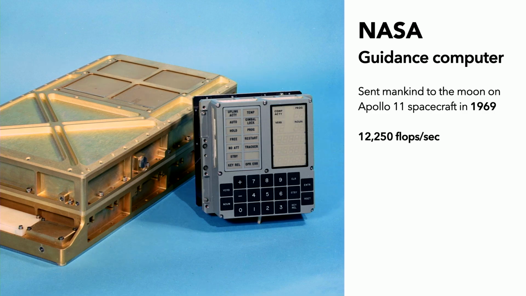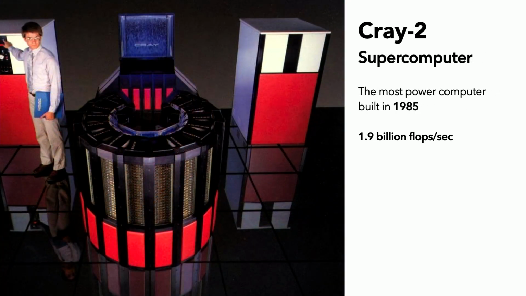A flop is a floating point operation. So think of it as how fast your computer can number crunch. So 16 years later, in 1985, the Cray 2 supercomputer was the fastest computer in the world, and it was running at 1.9 billion flops per second. That's a huge leap over 12,000.